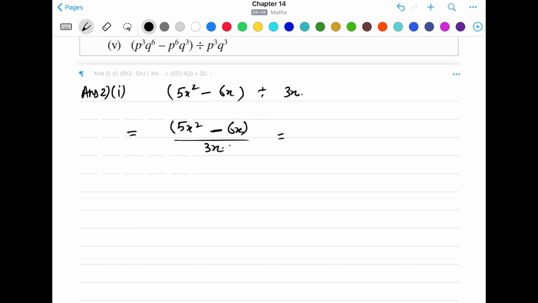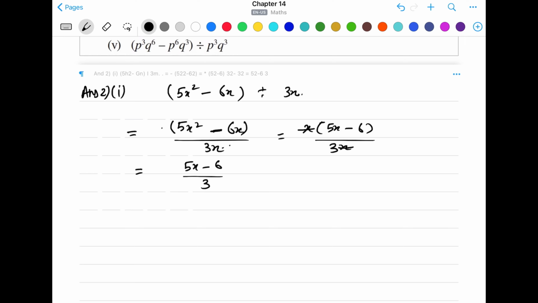That should not be divided or subtracted from the collective term when there is a positive or a negative sign between the two terms. So what we are going to do is take x common from here, so we're left with 5x minus 6, then we have this 3x. Now we can cancel out this x from the two terms, so we're left with 5x minus 6 divided by 3. So that's the solution of this question.